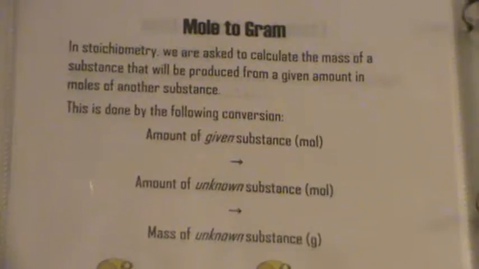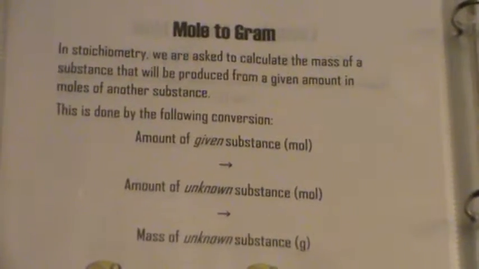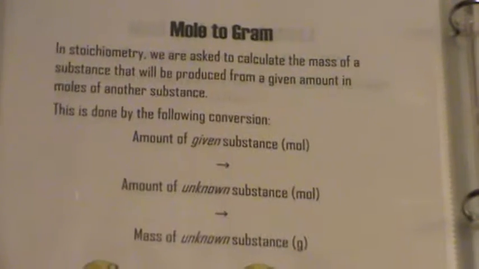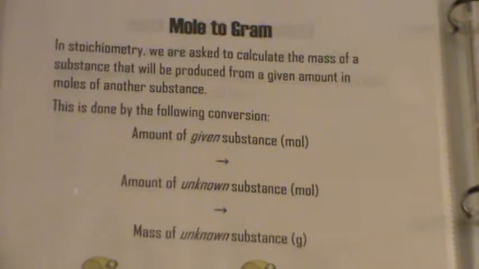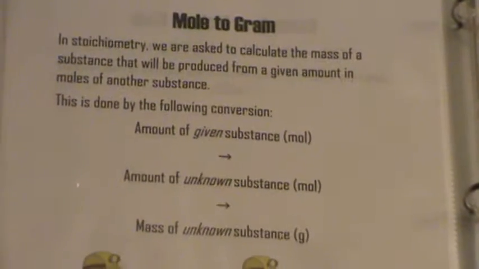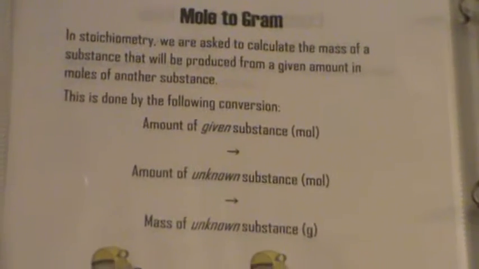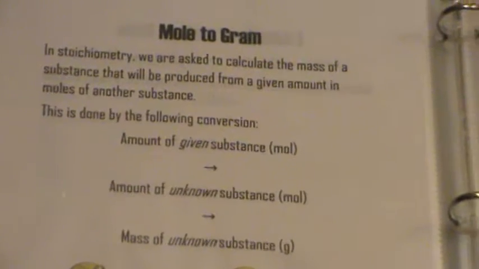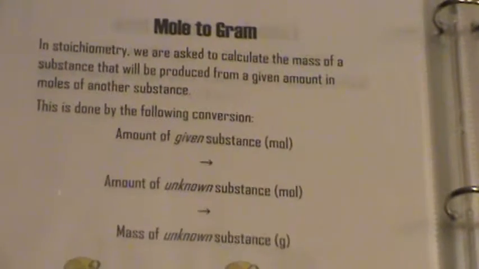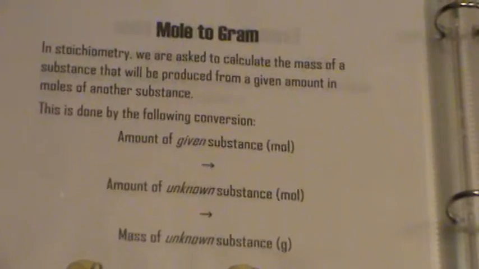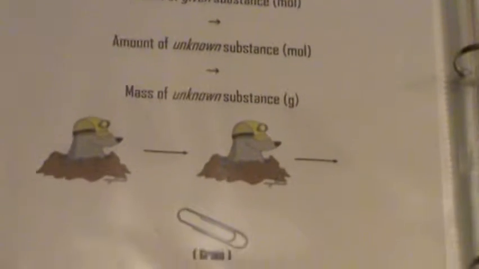Mole to gram. In stoichiometry, we are asked to calculate the mass of a substance that will be produced from a given amount in moles of another substance. This is done by the following conversions. You have the amount of given substance in moles, the amount of unknown substance in moles, and the mass of the unknown substance in grams.